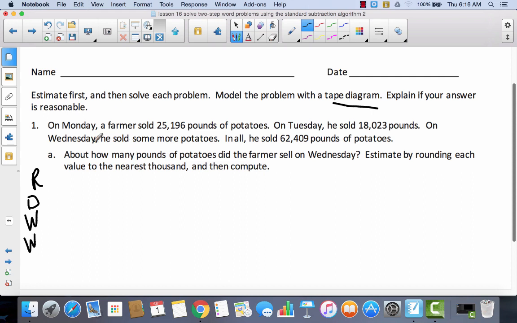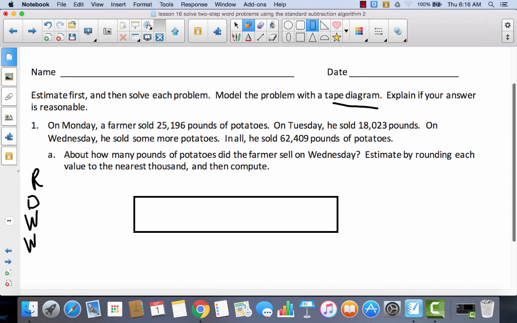So first let's read. On Monday, a farmer sowed 25,196 pounds of potatoes. On Tuesday, he sowed 18,023 pounds. On Wednesday, he sowed some more potatoes. In all, he sowed 62,409 pounds of potatoes. So we're going to start with our tape diagram, and we're going to think about what do we know and what do we not know.